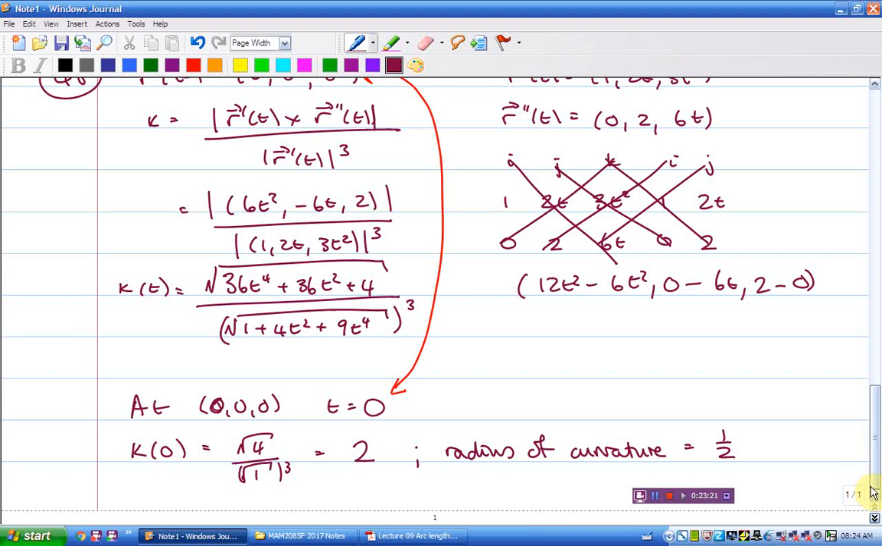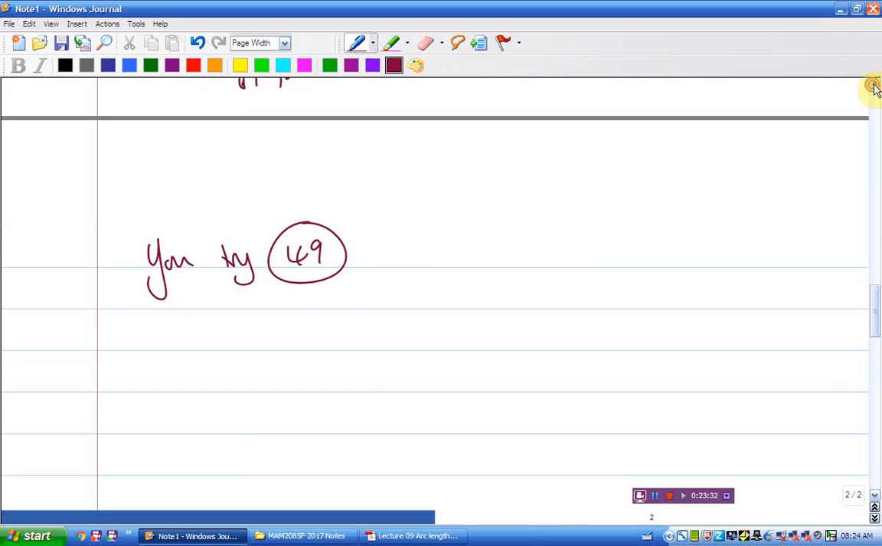So why don't you give it a go and do number 49? I'll come back up here. I'm just going to write here, you try 49, and then I'll scroll back up so you can see my method.